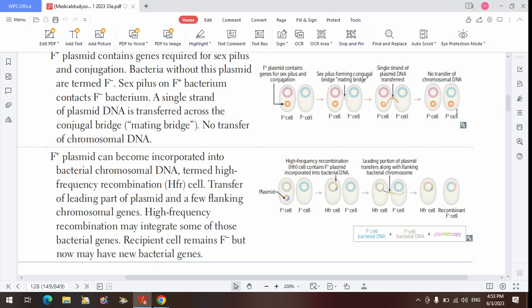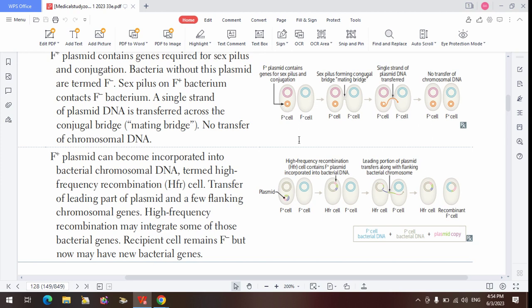Yeah, it depends on what is happening. If it's F positive and F negative, F positive will transmit the plasmid. So if it transmits the plasmid, you are just making it have the ability to transmit its DNA to another cell. That is it.